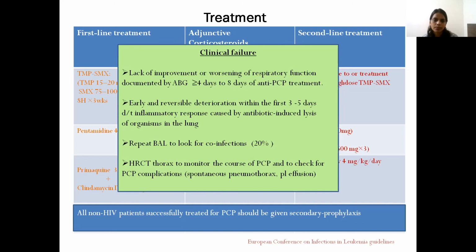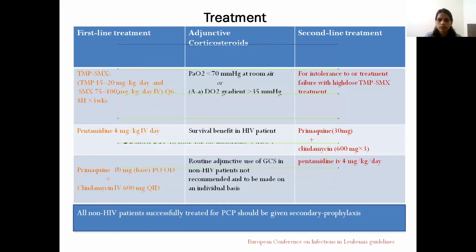In this case, repeat bronchoalveolar lavage should be done to look for any co-infection, and HRCT thorax to monitor the course of the PCP, and also to check for complications like spontaneous pneumothorax or pleural effusion. Here our options are primaquine with clindamycin and IV pentamidine. And all non-HIV patients who are successfully treated for PCP should be given secondary prophylaxis.